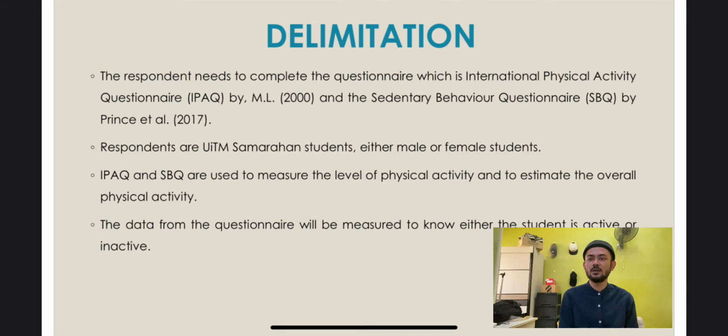So for the delimitation, the respondent needs to complete the questionnaires, which are the International Physical Activity Questionnaire, IPAQ, and the Sedentary Behavior Questionnaire, SBQ. Respondents are UiTM Samarahan students, either male or female. IPAQ and SBQ are used to measure the level of physical activity and estimate the overall physical activity. The data from the questionnaire will be measured to know whether the student is active or inactive.